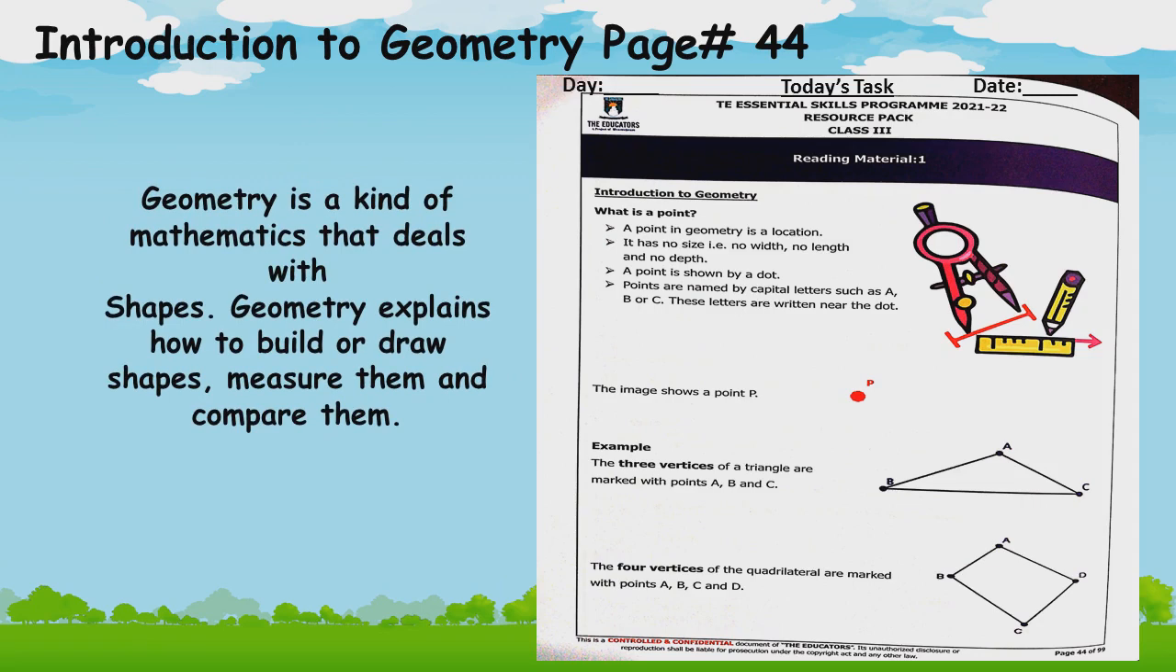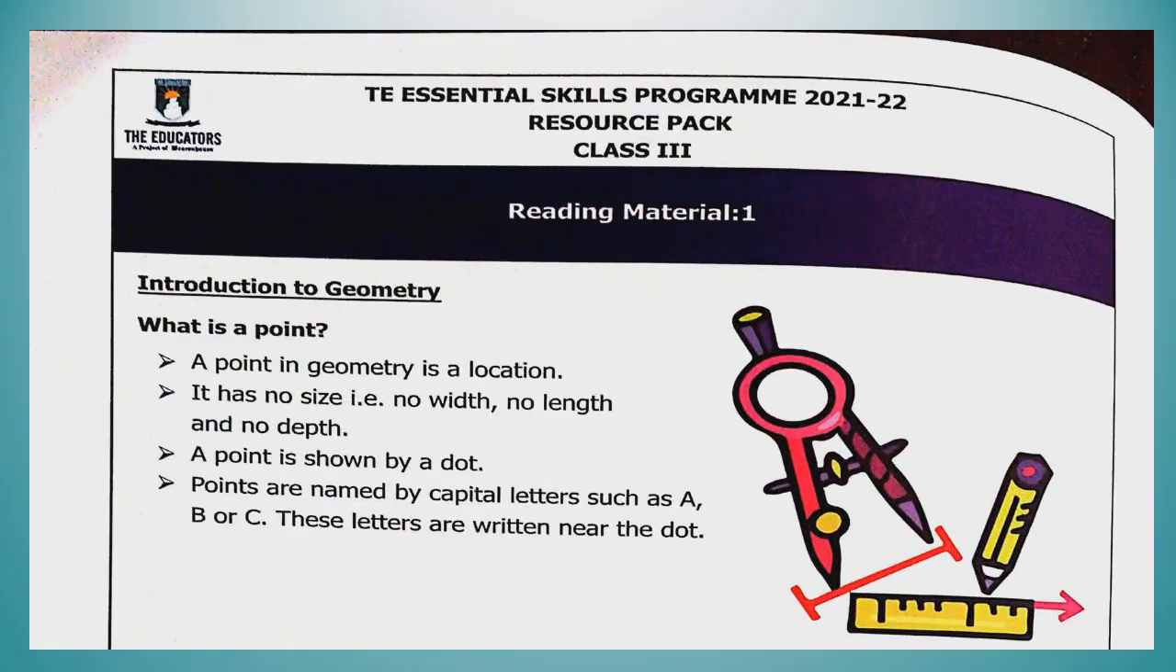Geometry is a kind of mathematics that deals with shapes. Geometry explains how to build or draw shapes, measure them and compare them. What is a point? A point in geometry is a location. It has no size, no width, no length and no depth. Highlight these points. A point is shown by a dot. Highlight this point.